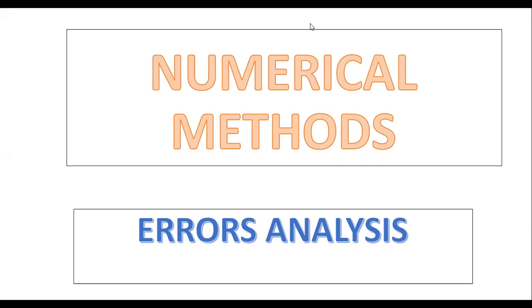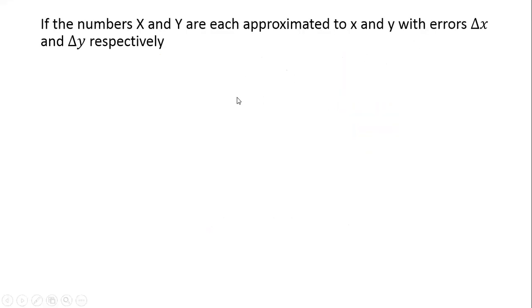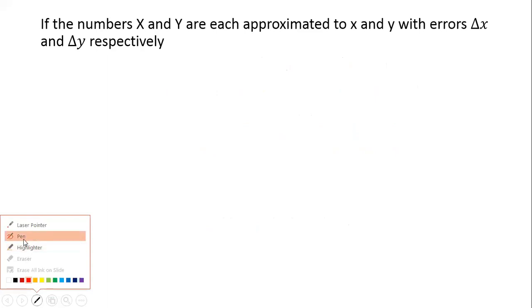And for this lesson, we are going to majorly focus on numerical methods with emphasis on error propagation, where we are going to see the errors in addition. So let us get started. So we are having that if the numbers capital X and capital Y are each approximated to small x and small y, with errors delta X and delta Y respectively, we want to derive an expression for the error in addition.